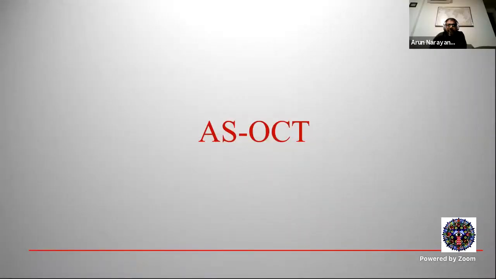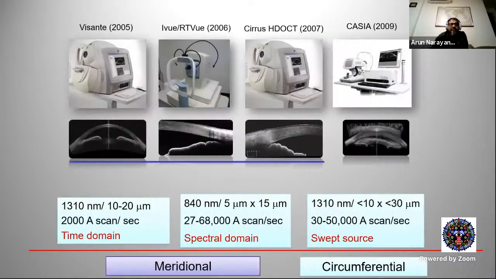So moving on to the next imaging platform, that is the anterior segment OCT. There have been several generations of these OCT platforms, starting from the time domain to spectral domain, followed by the swept source. The essential change here is the scan speed, and higher scan speed meant higher resolution. A further advancement was that meridional scans, that is the scans that you see here, did change into circumferential scans or en face scanning, or a 360-degree scan, with the ability of swept source technology.